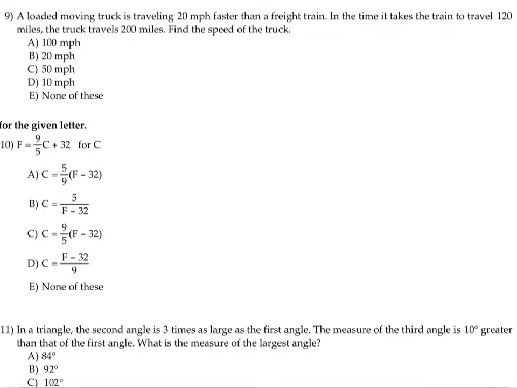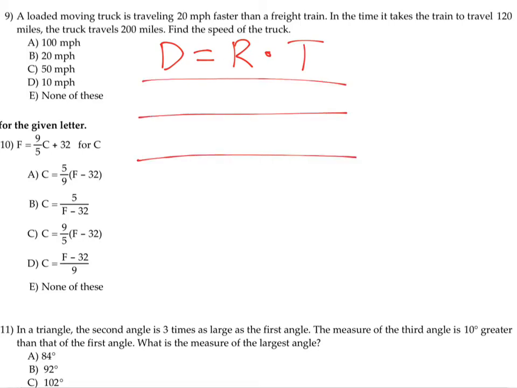A loaded moving truck is traveling 20 miles per hour faster than a freight train. And in the time it takes the train to travel 120 miles, the truck travels 200 miles. Find the speed of the truck. All right. What is our formula? The dirt. Distance equals rate times time. That's right. Distance is rate times time, the dirt formula.